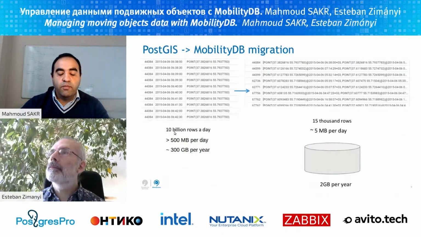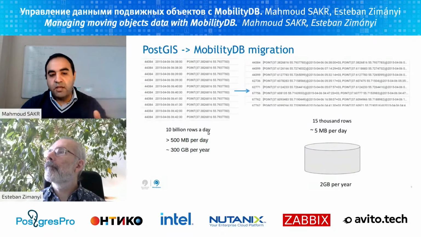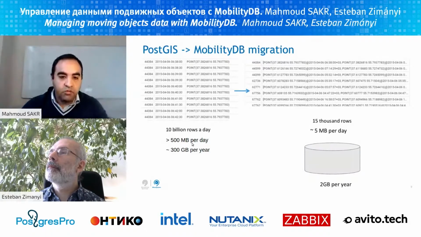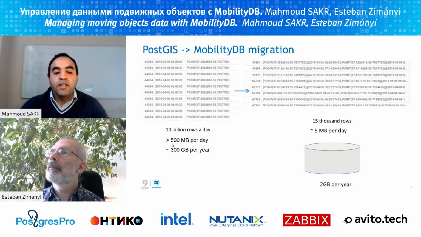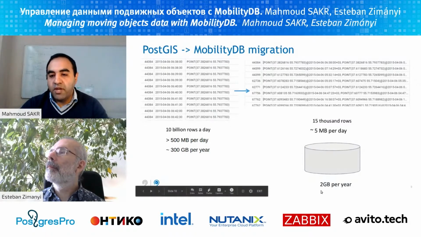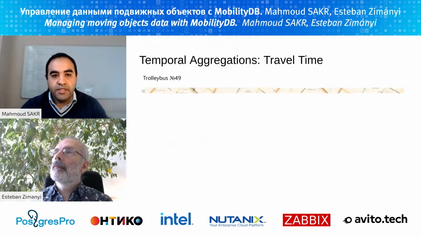Meaning that you move from an order of 10 billion rows, where every row is a single point, into an order of thousands of rows. So 15,000 rows in this case, because each row will be a complete trajectory. A huge reduction in data size because of the normalization feature I mentioned, removing the redundant data. So from more than 500 megabytes per day and 300 gigabytes per year to only 5 megabytes per day and 2 gigabytes per year. So that's in terms of data migration and data size.